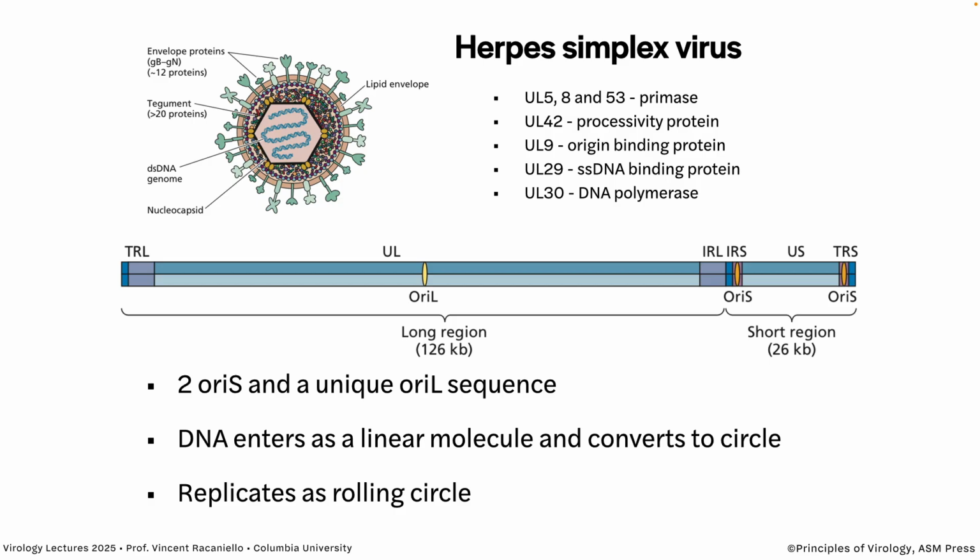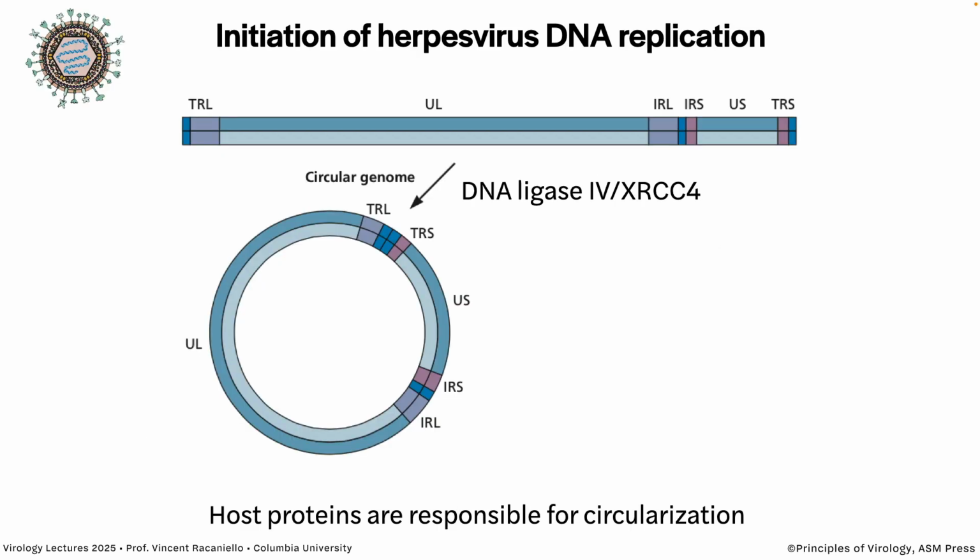Primases to synthesize the primers. Processivity protein, which means it helps the polymerase to keep going and not fall off. Origin binding protein, single-stranded DNA binding protein, and there's the DNA polymerase. The DNA enters as a linear molecule, so it's in the particle as a linear molecule. It enters the nucleus, and then it's converted to a circle and replicates by rolling circle mechanism, which we're going to talk about. So there's the genome of herpes viruses.